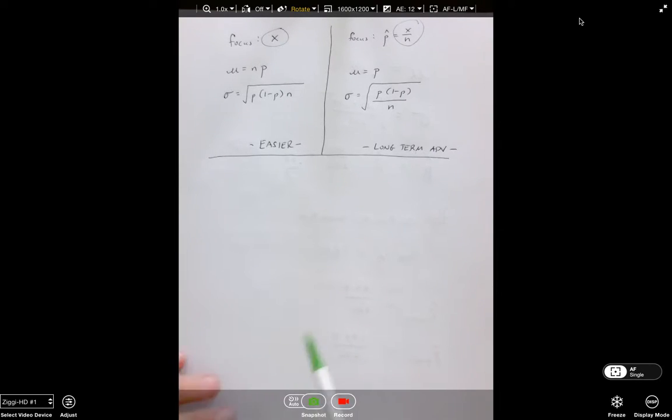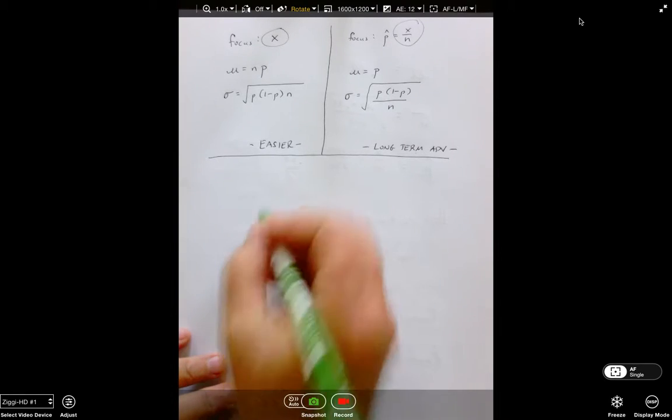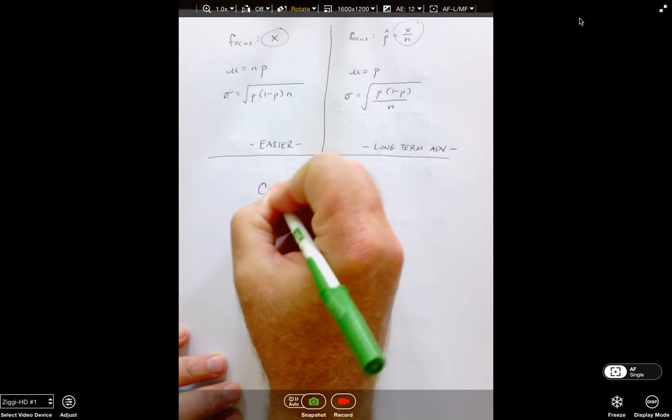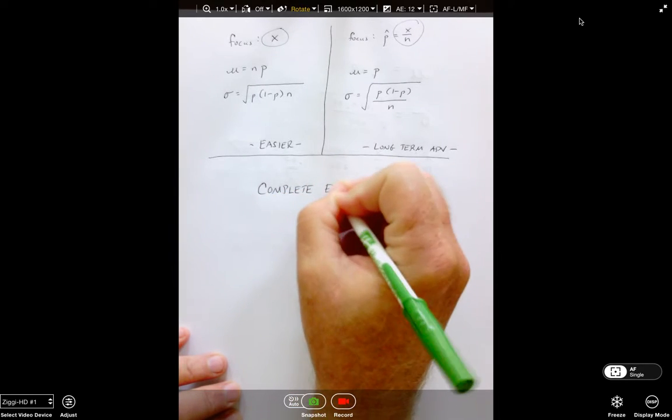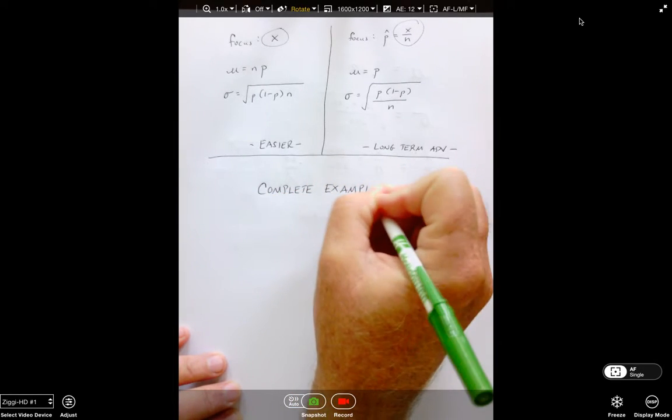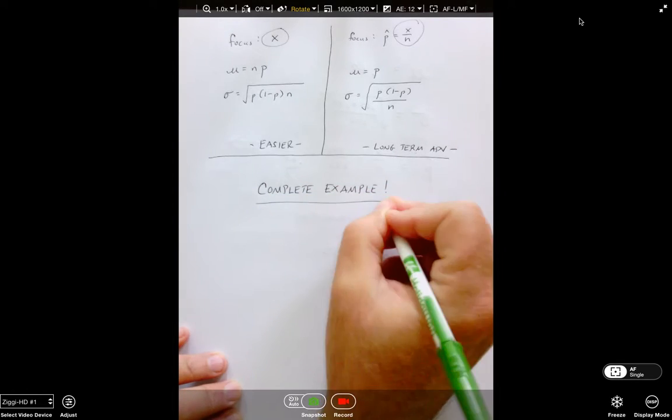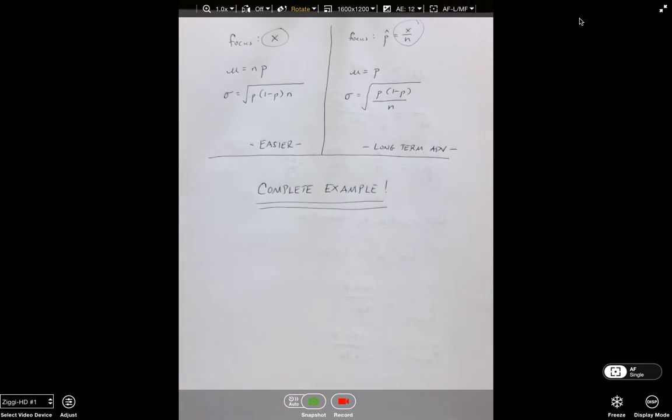So, gang, let's do it. I want to work one more problem, and I want to work this one completely through, okay? Because I skipped a step on the previous one. All right, so this one is going to be a complete example. So let's write down the problem first.